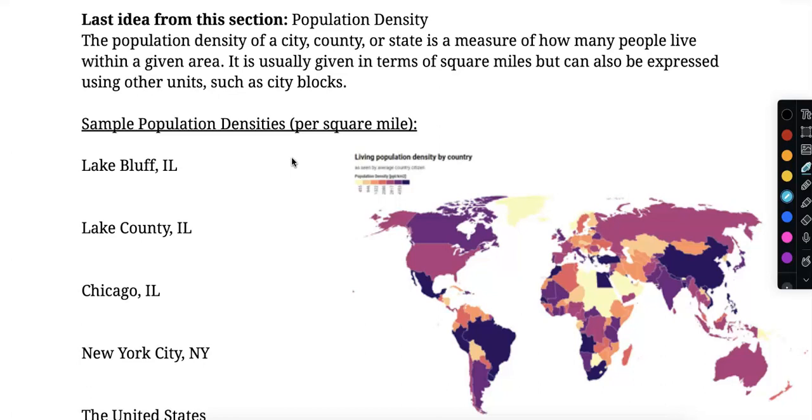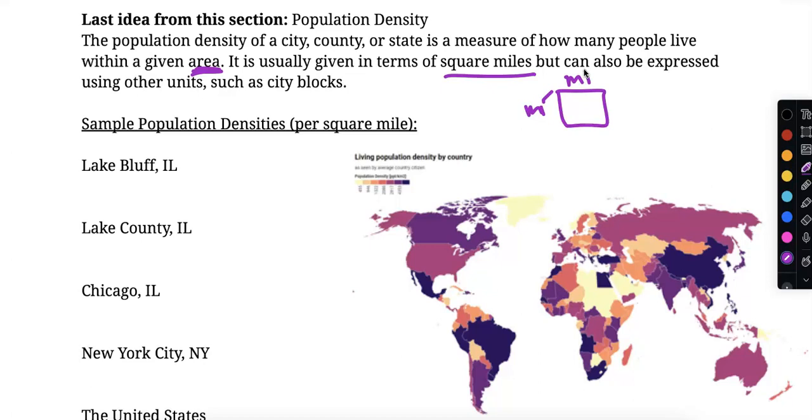The last idea about finding area, and specifically sectors or fractions or percentages of area, has to do with the idea of population density. The population density of a city, country, or state is a measure of how many people live within a given area. So that's where our area connection comes in, usually given in terms of square miles. When we talk about the unit that we're measuring, we're talking about a mile by mile square, but it can also be expressed in other units. We're going to stick with square miles for our examples today.